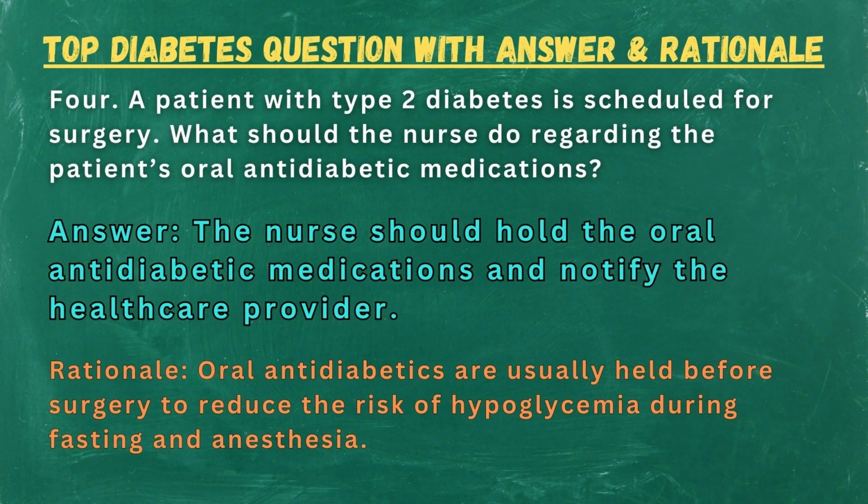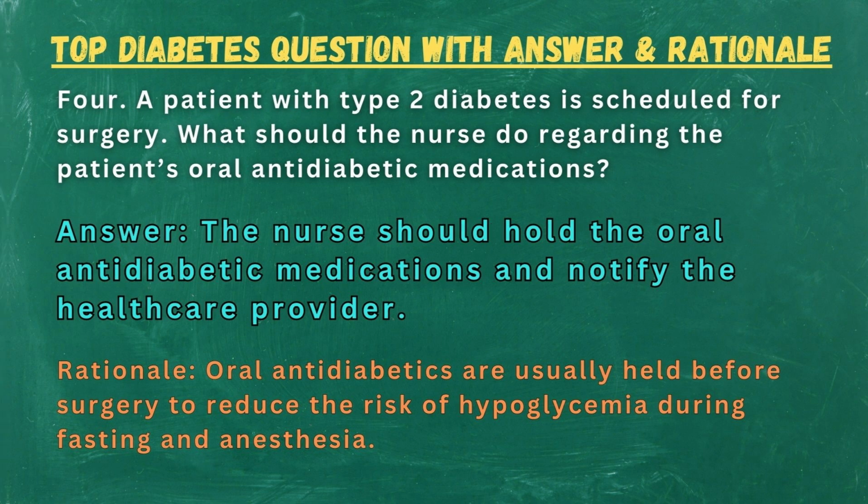4. A patient with type 2 diabetes is scheduled for surgery. What should the nurse do regarding the patient's oral anti-diabetic medications? Answer. The nurse should hold the oral anti-diabetic medications and notify the healthcare provider. Rationale. Oral antidiabetics are usually held before surgery to reduce the risk of hypoglycemia during fasting and anesthesia.